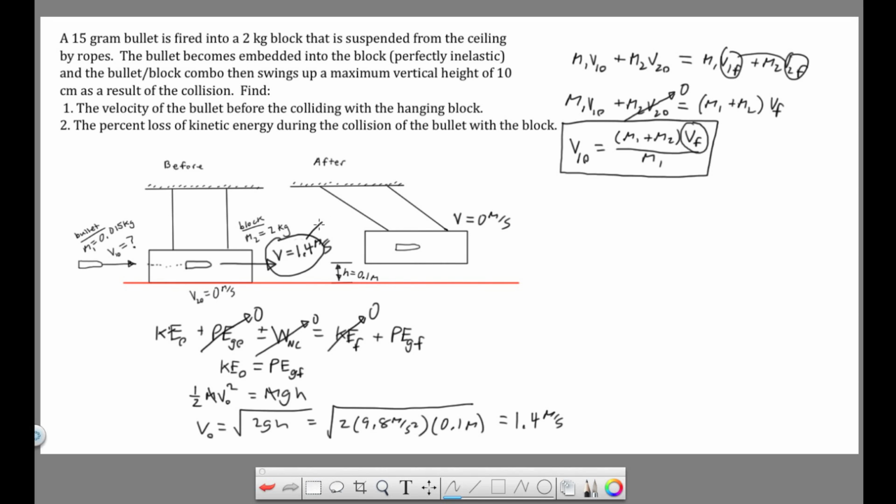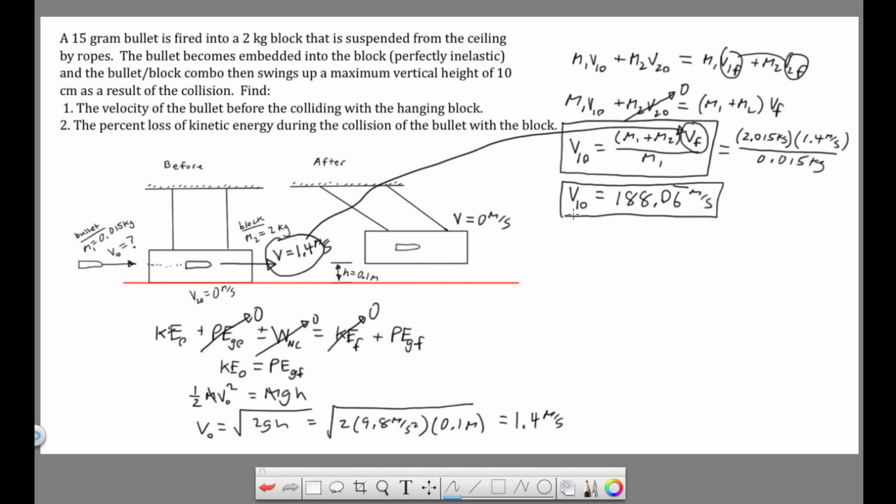So we take that and we plug it in up here. Our total mass, block plus bullet, is 2.015 kilograms. We figured out the velocity after the collision by using conservation of energy, and that came out as 1.4 meters per second. And then the mass of the bullet is 0.015. So the initial velocity of the bullet before the collision is 188.06 repeating meters per second. That's the answer to number 1.